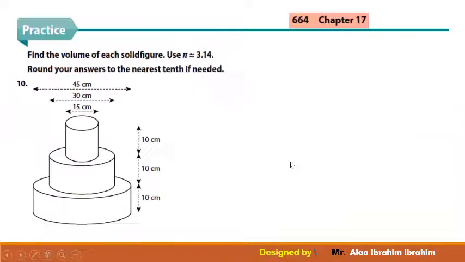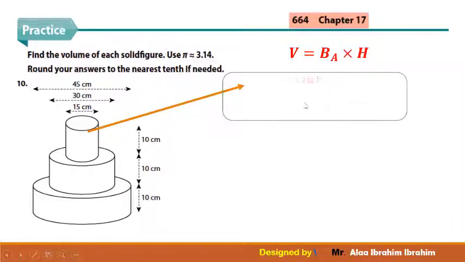Okay. Now we're dealing with a bigger example. We're dealing with 3 cylinders in one shape. So I find each one alone, then add them together to find the total volume. First I have to remember the volume is base area times height. My base here in each one is a circle. So for the first one, I have to change my base area to a circle.